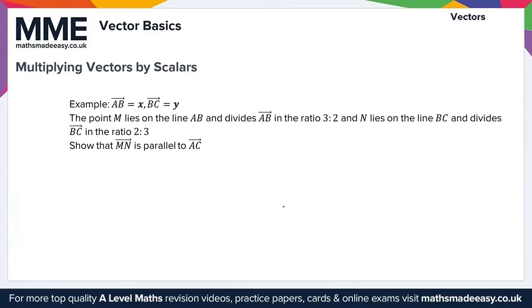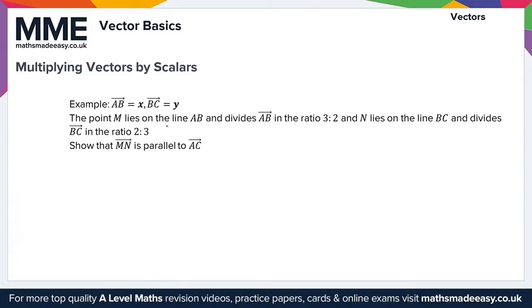And it's quite a lengthy example here. So we've been given the vector AB is equal to x, and the vector BC is equal to y. We're told the point M lies on the line AB and divides the vector AB in the ratio 3 to 2. N lies on the line BC and divides the vector BC in the ratio 2 to 3. So here we want to show that the vector MN is parallel to the vector AC. So first here, what we're going to do is just consider the ratio that we're splitting these lines up into.